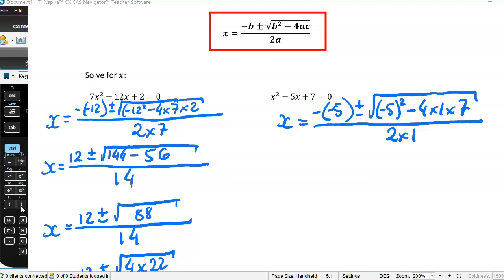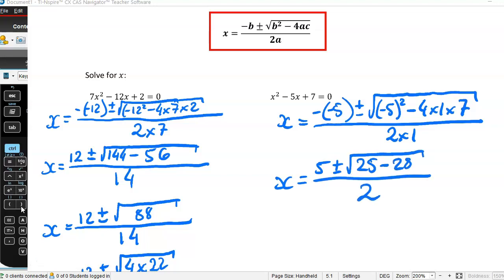You don't have to, but when you're writing it, you've got to make sure it's clear where your square root ends. So that is, what am I saying, that's positive 5 plus or minus the square root of 25 minus 28, over 2. Now, I can't actually go any further, can I? Because that is a negative.